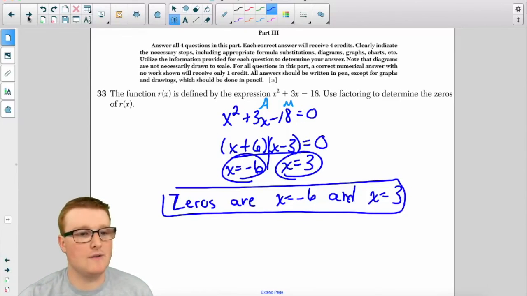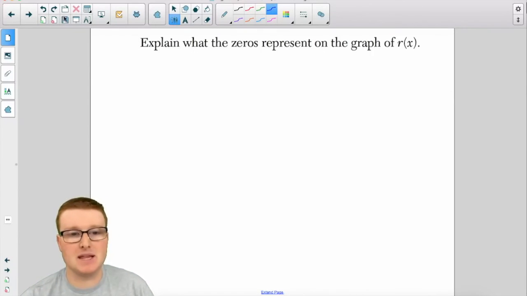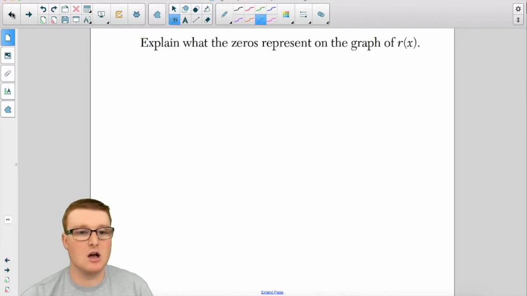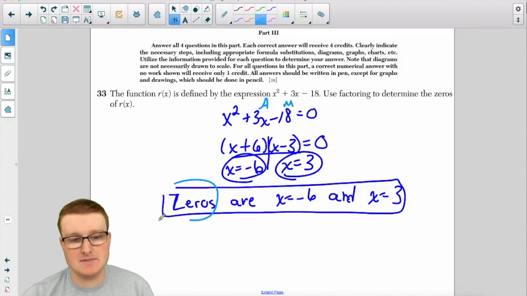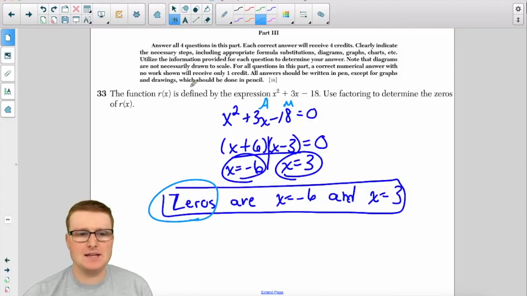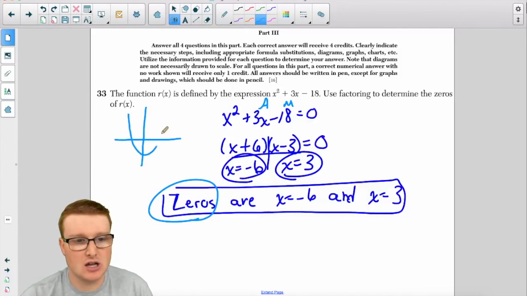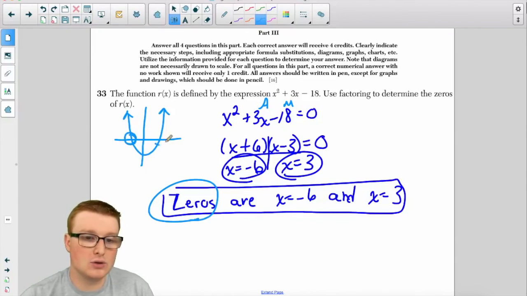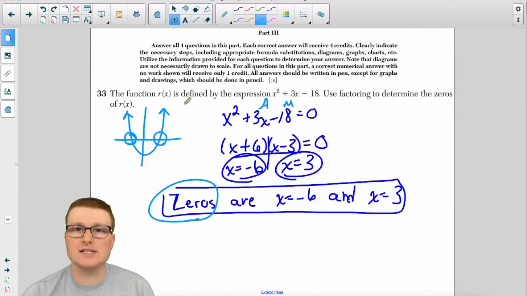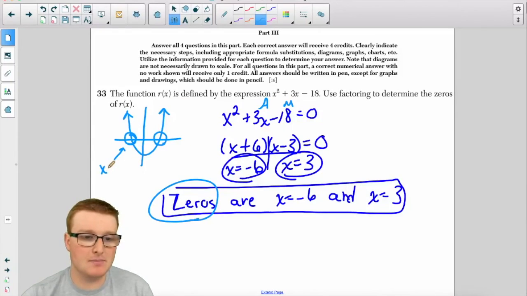All right, so the follow-up question is, explain what the zeros represent on the graph of r of x. Okay, so what does this mean, the word 0? That means if you take this, which is a quadratic, now this is just a sketch, it's saying that the roots, or where the parabola crosses the x-axis, are at the points x equals negative 6 and x equals 3.